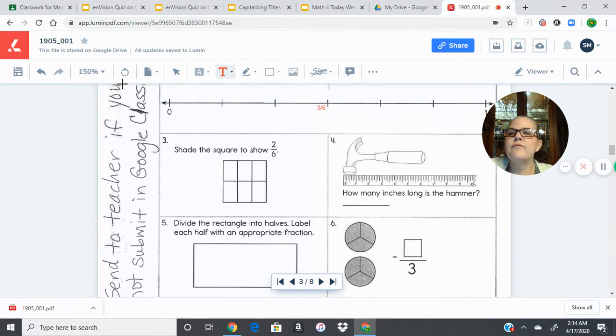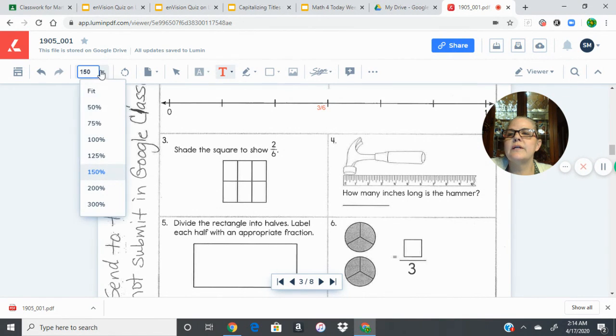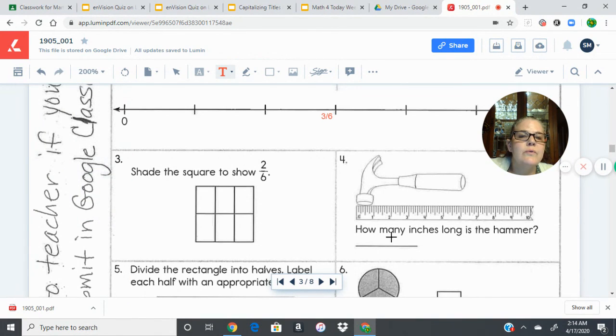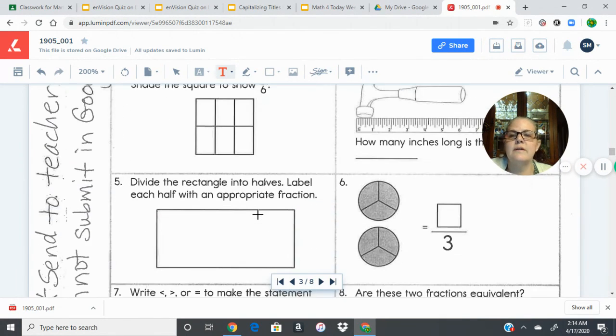All right, on number 4, let's see if I can get a little closer here. All right, so you are going to measure how many inches long the hammer is. So it's a little bit longer than the whole number that's there. So what would the fraction be that goes with that as well?